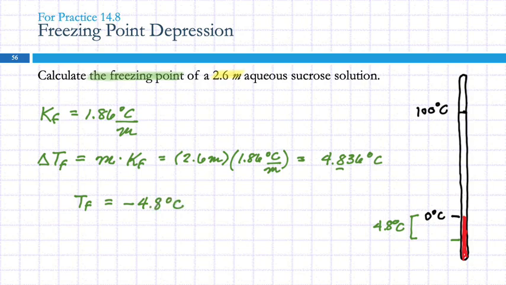And that's the trickiest thing about these calculations. You calculate the change in the freezing point, but then you have to relate that to the freezing point of the original thing. Any questions?